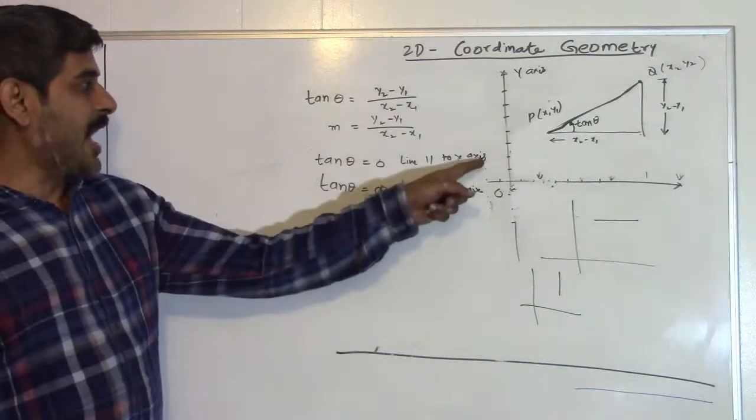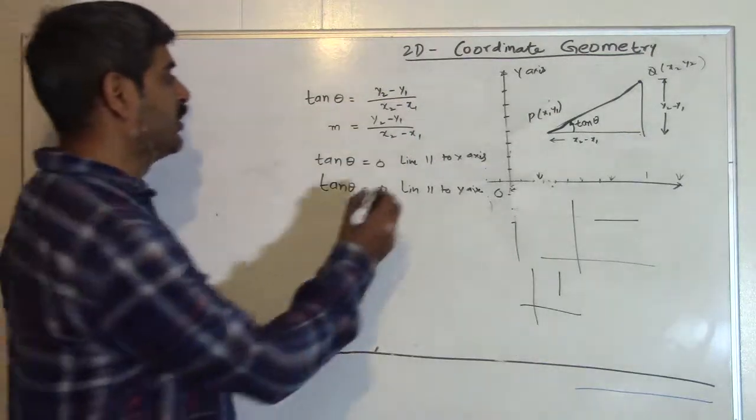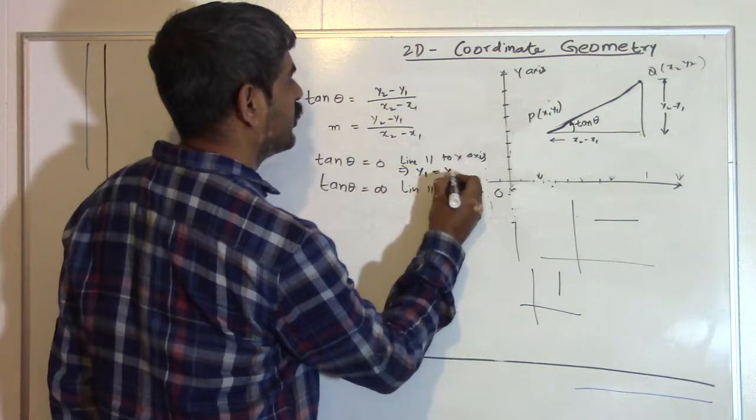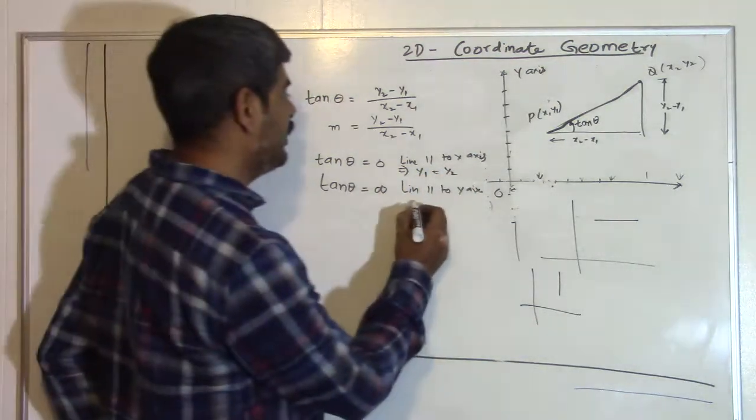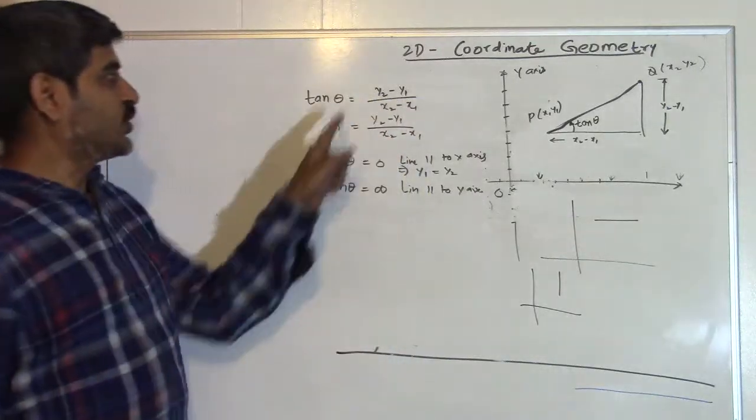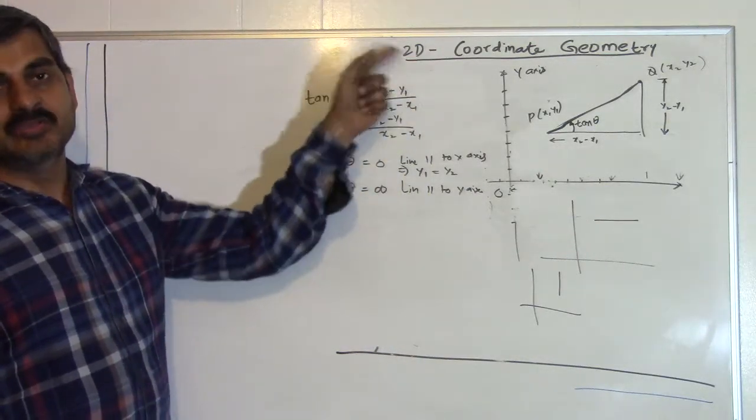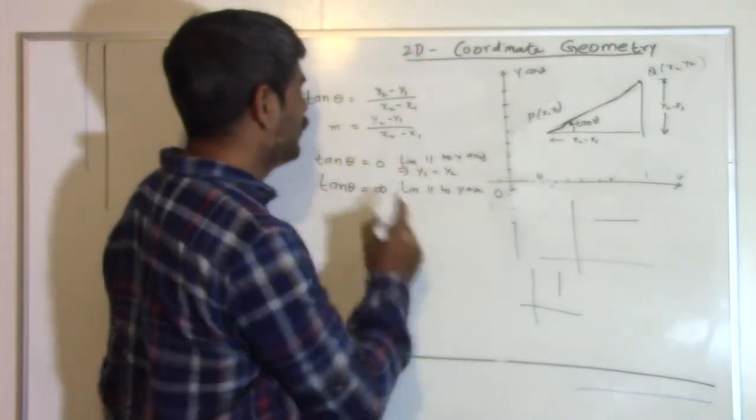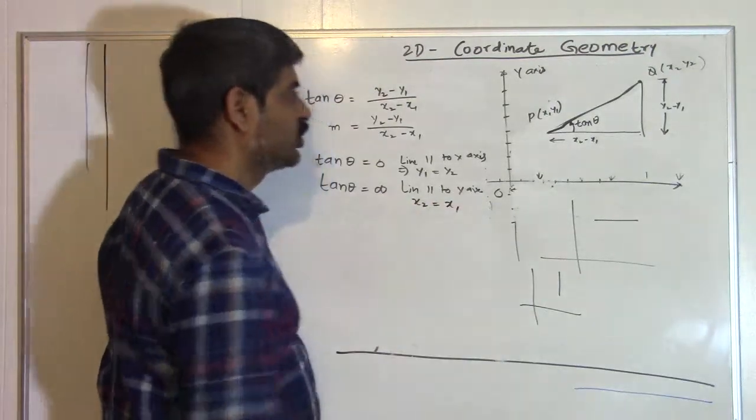And this will happen when the numerator is 0, then the y coordinates are equal, y1 is equal to y2. And the other will happen when x2 minus x1 becomes 0, and then y2 minus y1 divided by 0, something divided by 0, will be infinity, and that will happen when x2 is equal to x1.